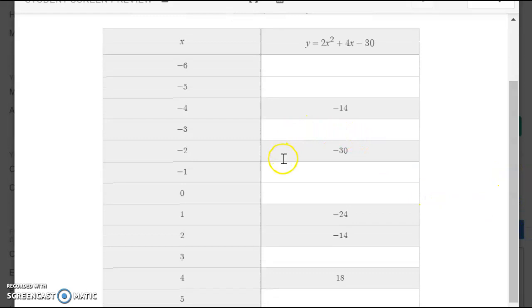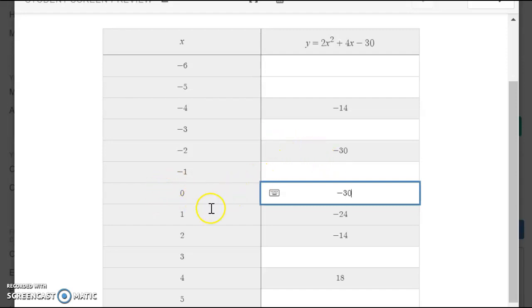Okay, so let's start with the easy one. When x is equal to 0, that's always the easy one, because when x is equal to 0, that becomes 2 times 0 squared. What's 2 times 0 squared? 0 squared is 0. 2 times 0 is just going to be 0. So the first term becomes 0. 4 times 0 is 0. So 0 plus 0 is 0, then minus 30. So this is just going to be negative 30.